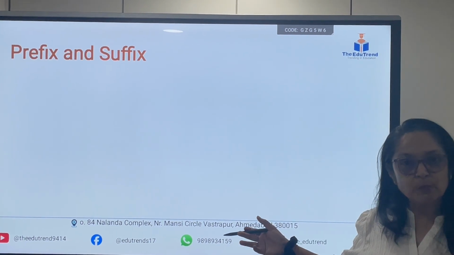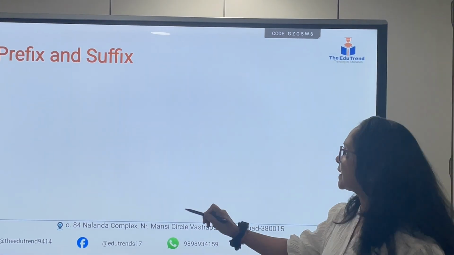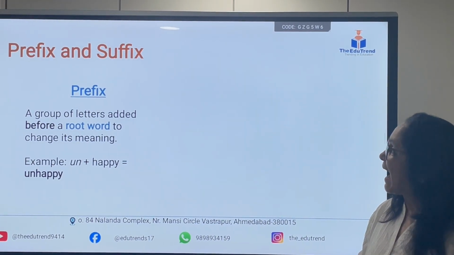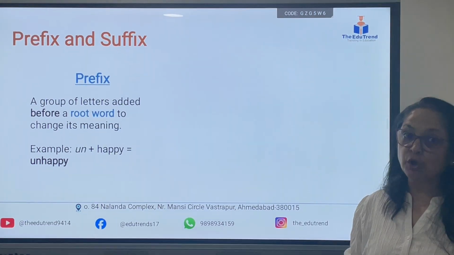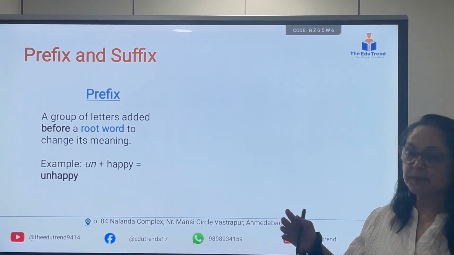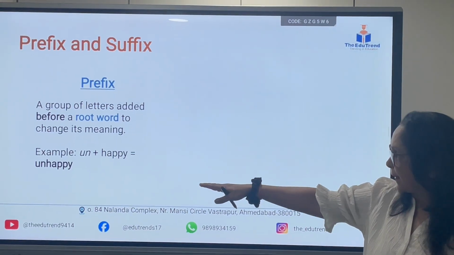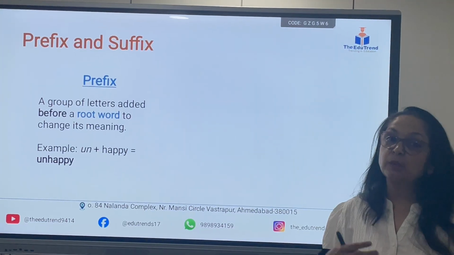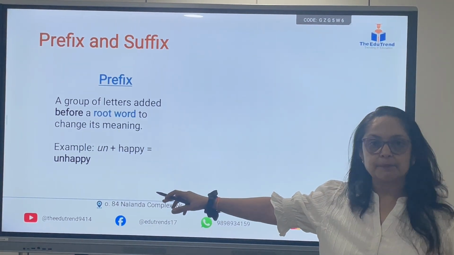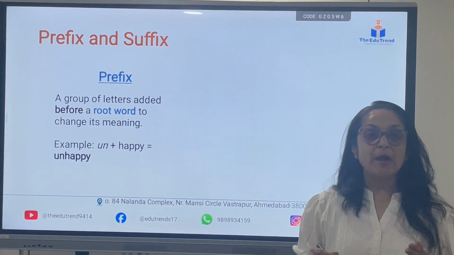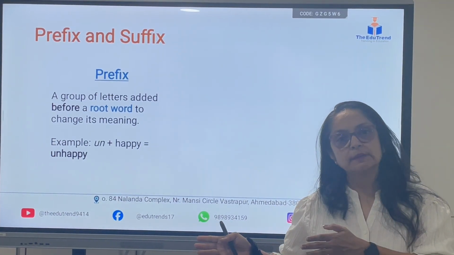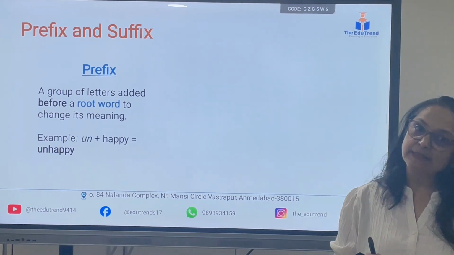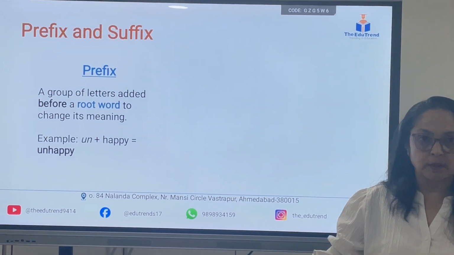Moving on to defining what a prefix and suffix are. A prefix is a group of letters added before the root word to change its meaning. For example, if we add un with the word happy, the new word that you learn is unhappy. So this is a prefix. You are adding something before the root word. As the word pre says, before, we are adding something before the actual word.